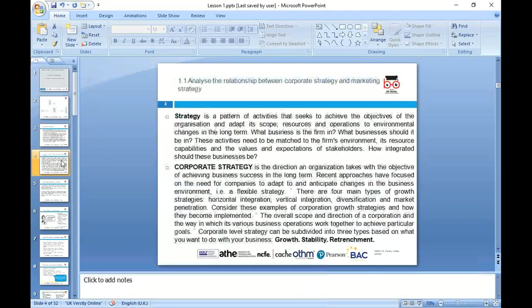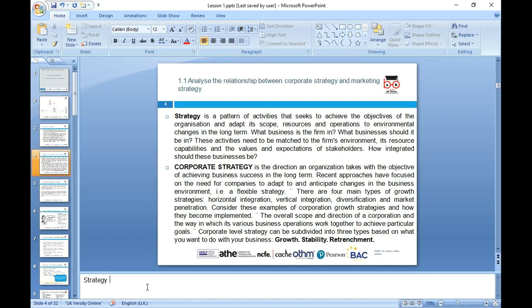So, a strategy. What comes to mind with the word strategy? What is the simple meaning? A plan.